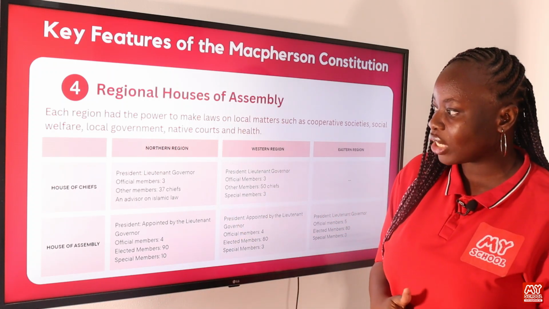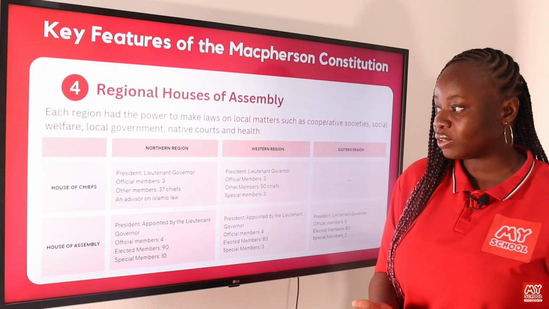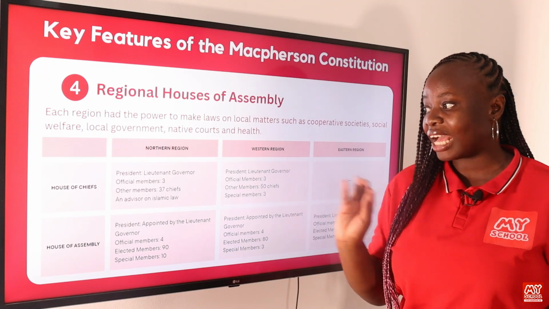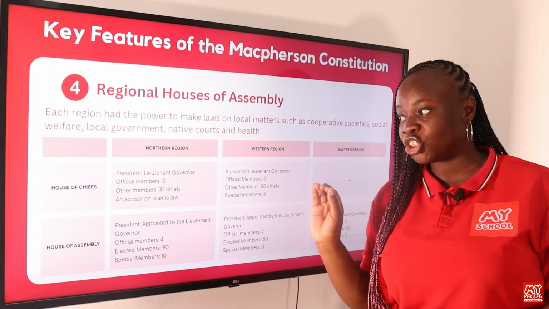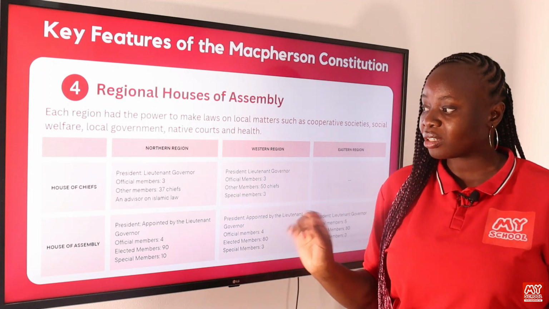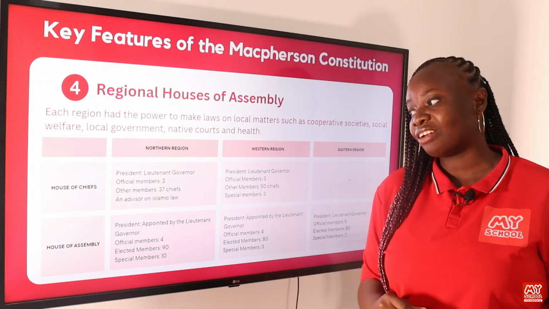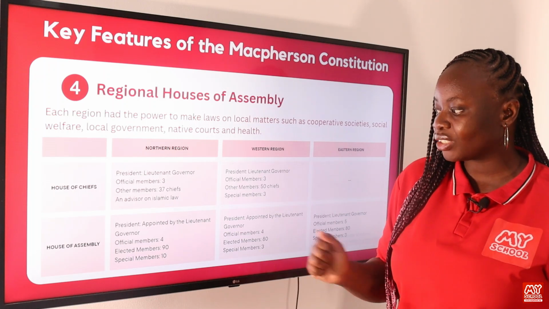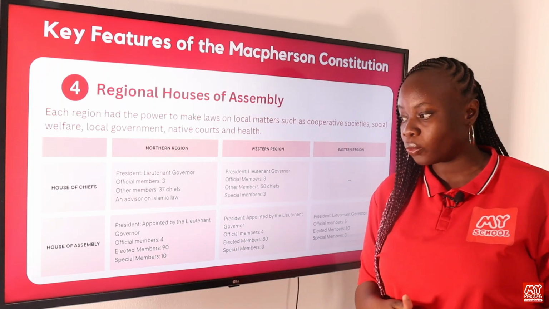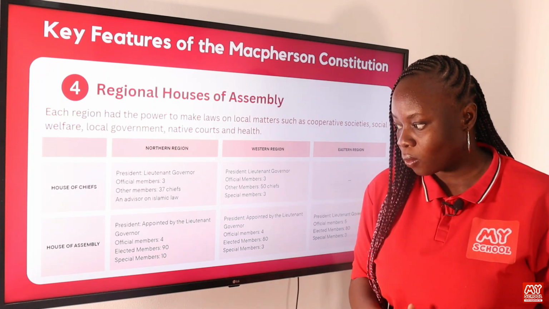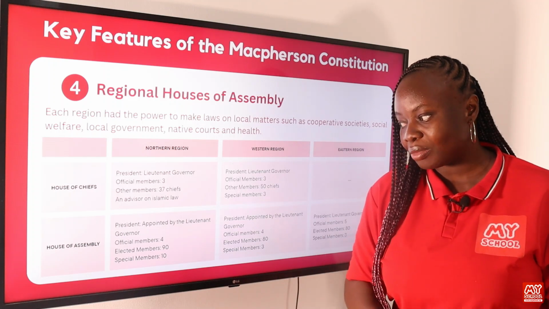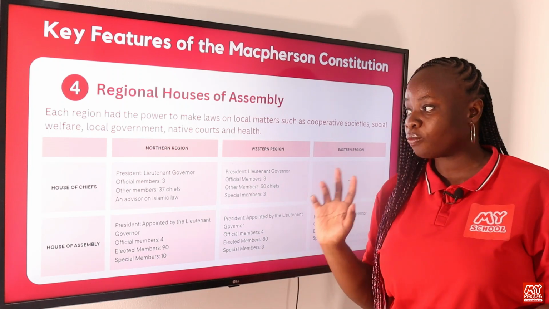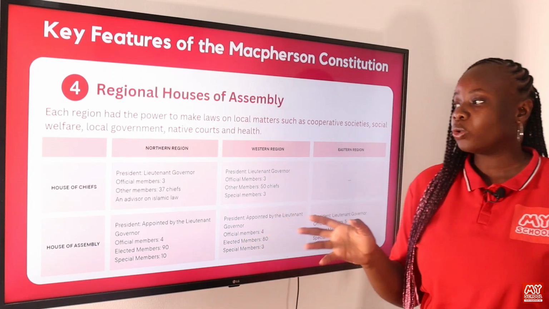Under the House of Chiefs, you had the president of the assembly, which was the lieutenant governor. Official members, they had 3 official members and 37 chiefs who were regarded as other members of the legislature, and then they had an advisor on Islamic law. Then for the House of Assembly, the president was appointed by the lieutenant governor. Official members were 4. Then they had 90 elected members and 10 special members. So this was the composition of the regional assembly in the northern region.